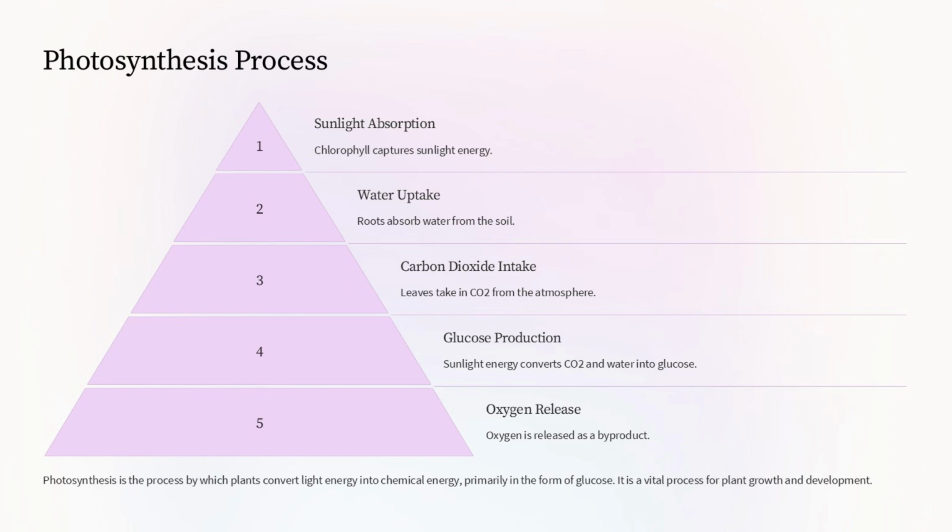Chlorophyll in the leaves captures sunlight energy. Roots absorb water from the soil. Leaves take in carbon dioxide from the air. The sunlight energy is used to convert the CO2 and water into glucose. Oxygen is released as a byproduct. Photosynthesis is essential for plant growth and development, as well as producing the oxygen we breathe.